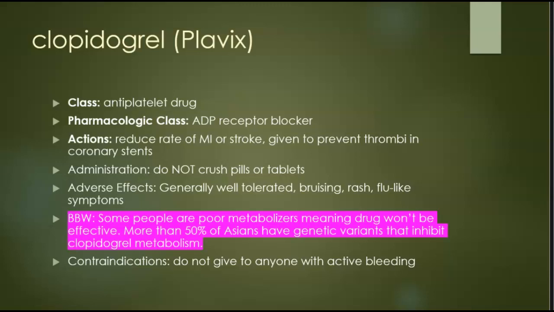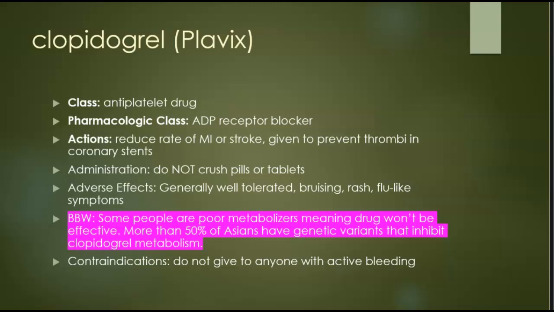Those are like little straws almost, little tubes that get placed inside of arteries that feed the heart muscle, and they open up and provide kind of a way for blood to flow through what would have been a clogged artery. Those patients need to be on an antiplatelet drug, because those stents put them at risk for clot formation. So you don't want to crush these pills or tablets. They're generally well tolerated, and you can imagine that you might have bruising on this kind of a drug.